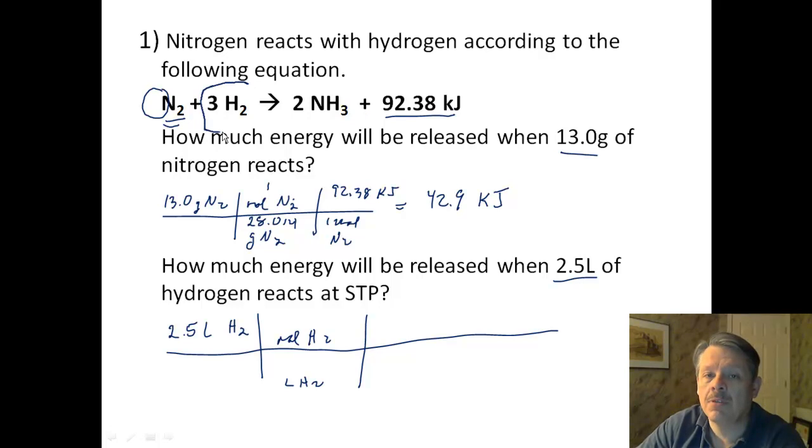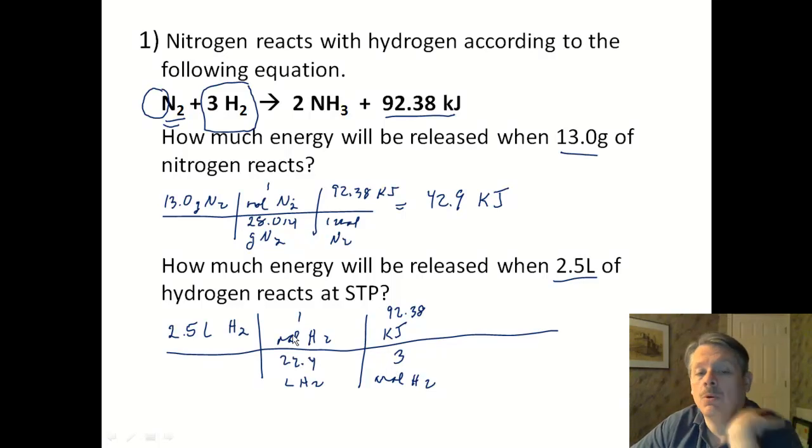But notice here we have 3 moles of hydrogen, and that's critical, because when we go from moles of hydrogen to kilojoules of energy, we obviously are creating 92.38 kilojoules, but we're going from 3 moles of H2. We need to make sure we write down the fact that this is 3 moles of H2. That's our relationship. And we know that 22.4 liters is in 1 mole. All right, so when we do the math here, to 2 sig figs, we get 3.4 kilojoules of energy.